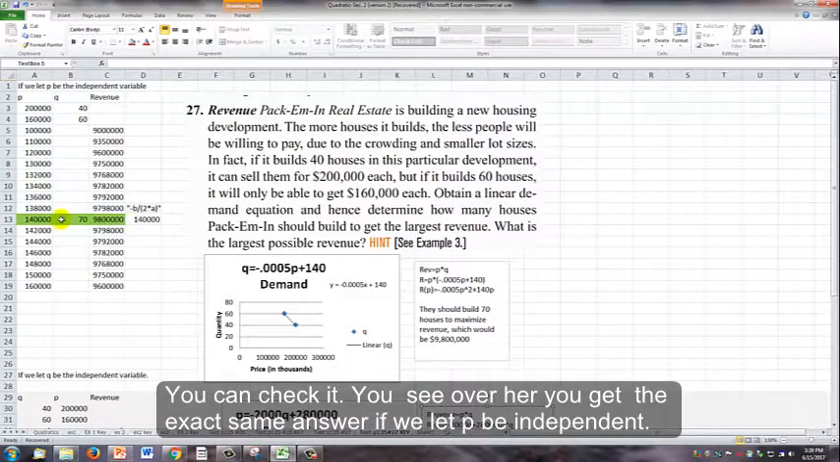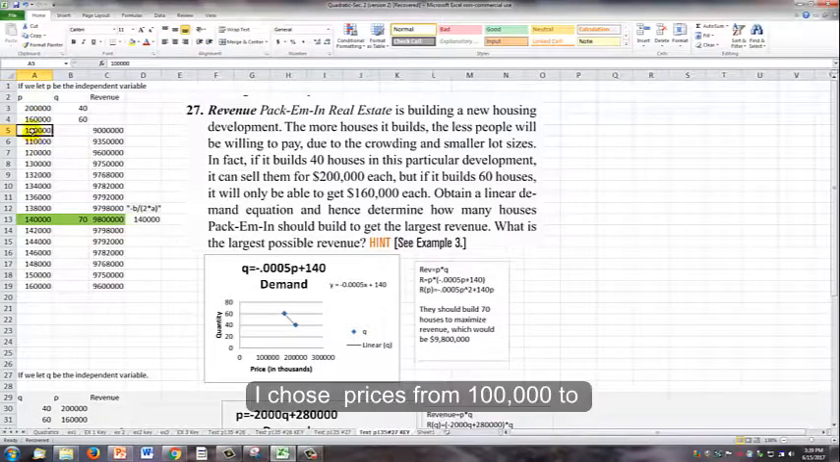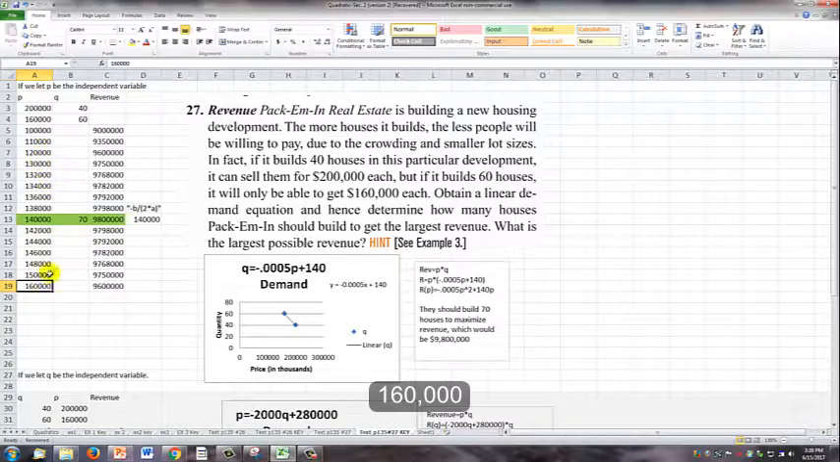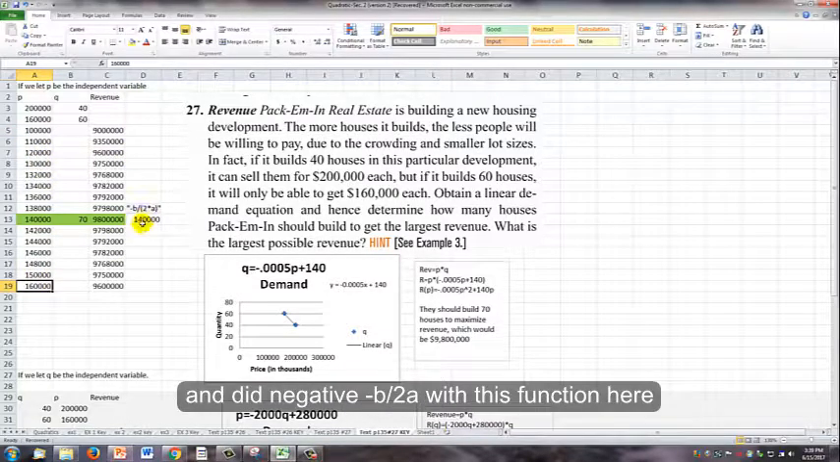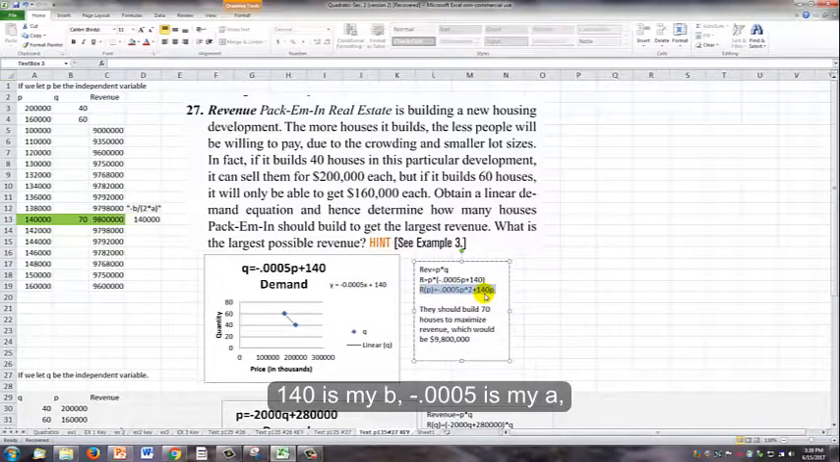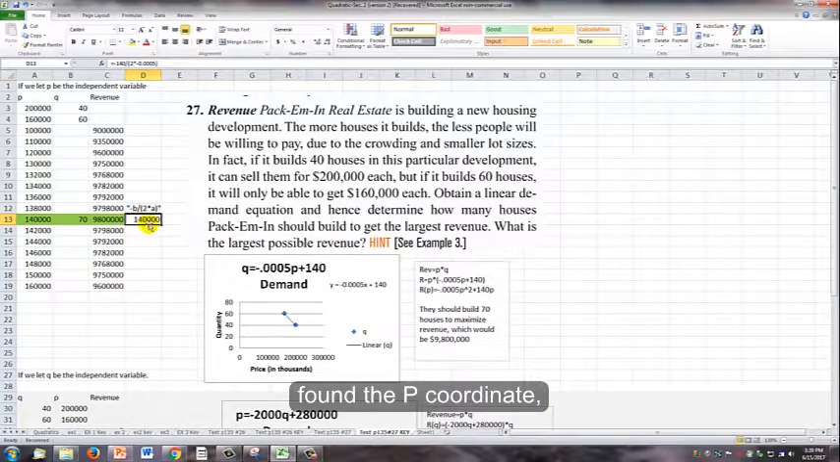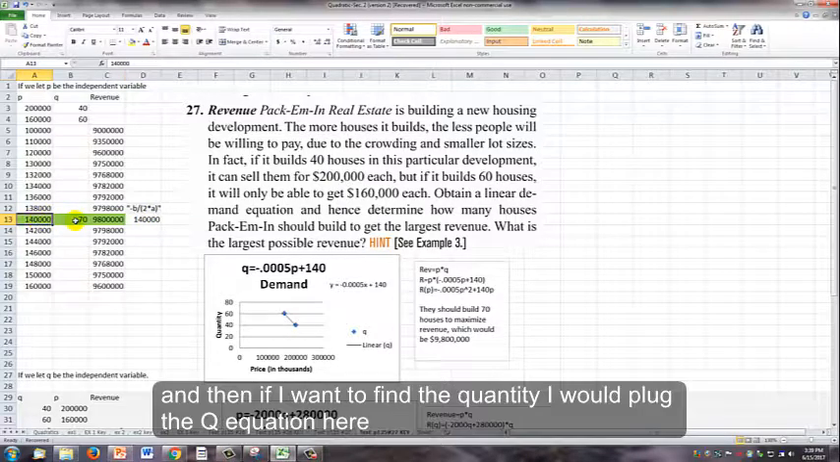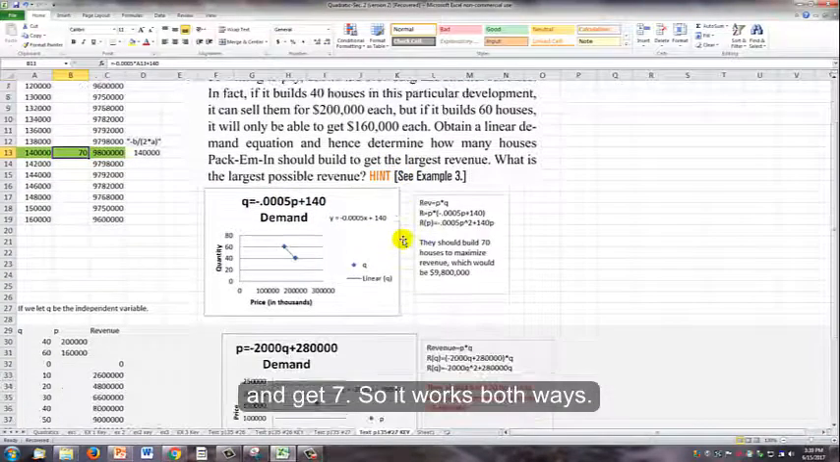You can check it. You see over here you get the exact same answer if we let P be independent. I chose prices from 100,000 to 160,000 and did negative b over 2a with this function here. 140 is my b, negative 0.0005 is my a. Found the p coordinate, and then if I want to find the quantity, I would plug into the q equation here and get 70. So it works both ways.